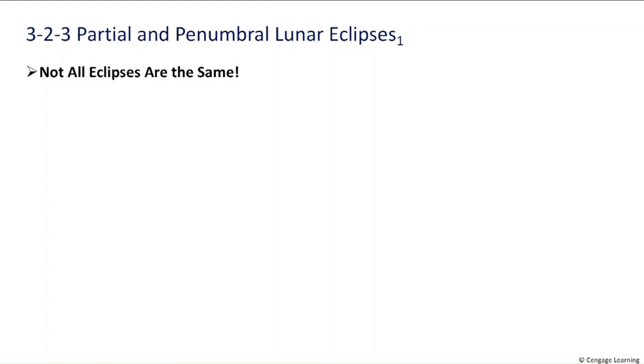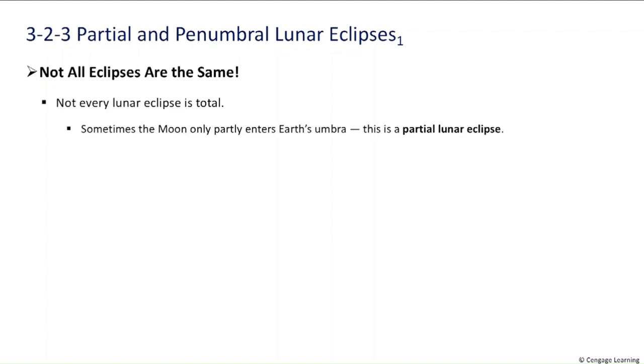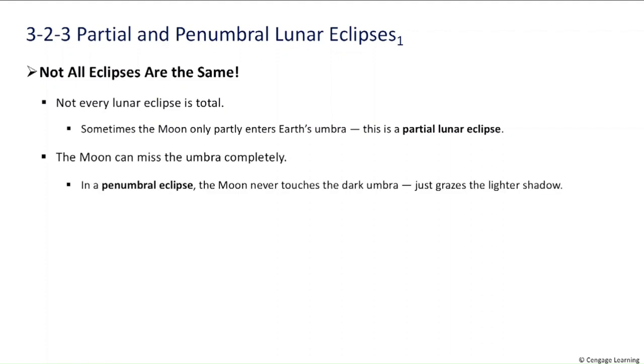Now here's a quick check. Who has seen an eclipse before? Let's explore the ones that often fly under the radar, partial and penumbral eclipses. Sometimes the moon only dips its toes into the darkest part of Earth's shadow. That's a partial lunar eclipse. You will see part of it darken while the rest remains bright. This one is super subtle.